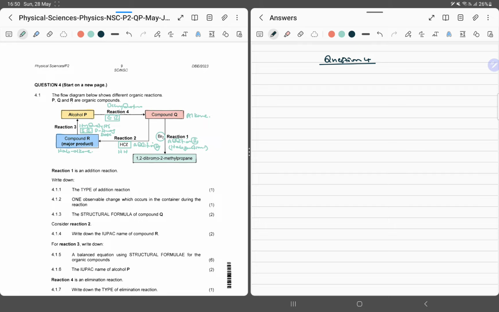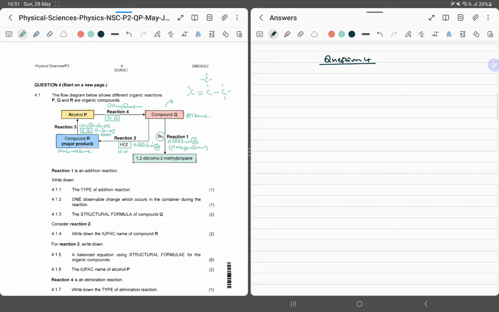Now this is 1,2-dibromo-2-methylpropane. So essentially the parent chain here is propane. If we look at this one, it's going to be 1, 2, 3. But then on the second carbon, there's a methyl group. Now we know that if we add it, then there must be a double bond between these two. So we only have 2 hydrogens there, and we've got 3 hydrogens there. So that is the structure of that compound.